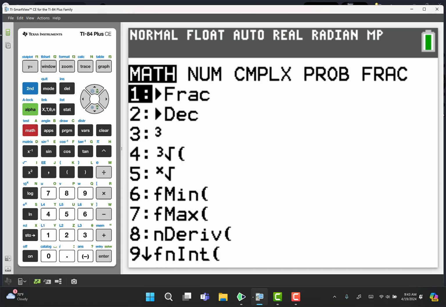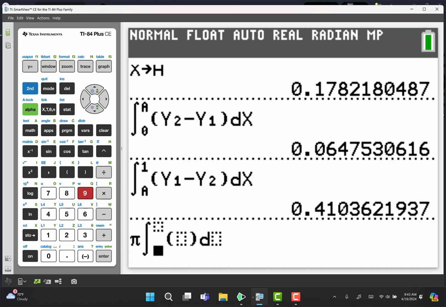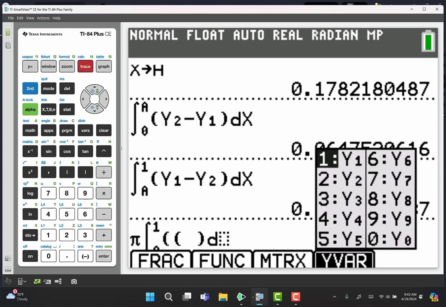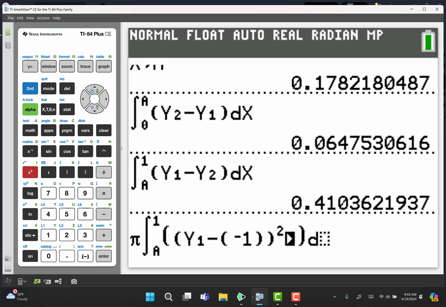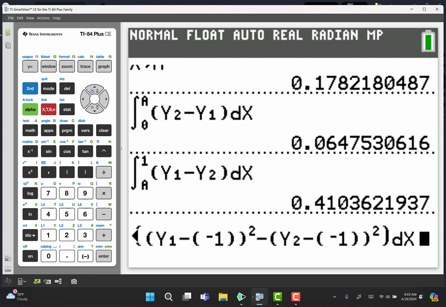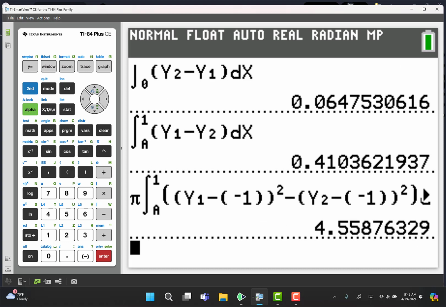Pi, math 9, alpha a to 1, open parenthesis, alpha trace y1 minus -1, close, squared, minus, open parenthesis, alpha trace y2 minus -1, close, squared, dx. I got 4.55. Now check out the other way.